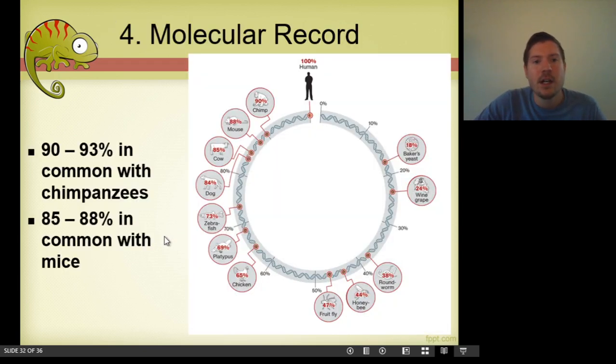Whoops, let me go back. For example, 90 to 93% of our DNA is shared with chimps, 85 to 88% in common with mice. And you can see as you go farther down on this chain, you get things that we are less and less related to, like yeast and grapes.